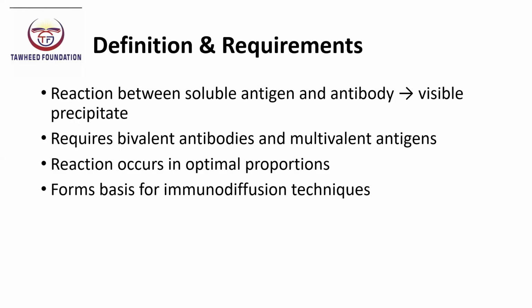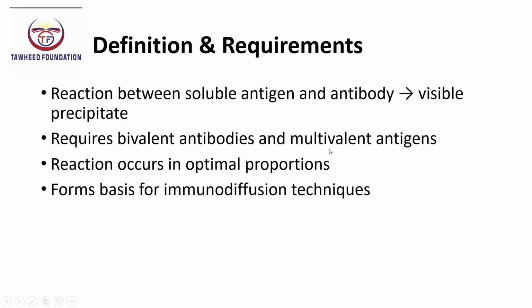Next is definition and requirements. Precipitation is a type of antigen antibody reaction that occurs when a soluble antigen reacts with its specific antibody in optimal proportions to form a visible insoluble precipitate. So for this reaction to occur, the antibody must be bivalent, meaning it has at least two antigen binding sites, and the antigen must be multivalent, containing multiple repeating epitopes.